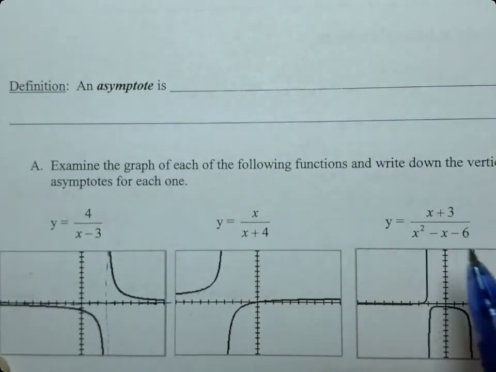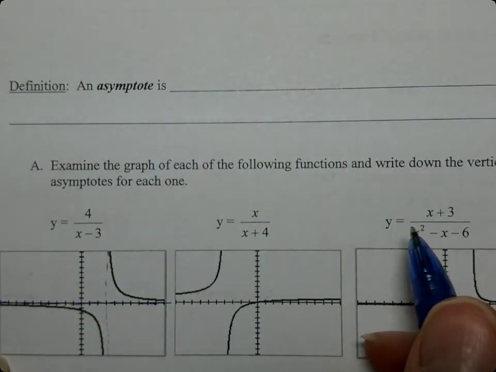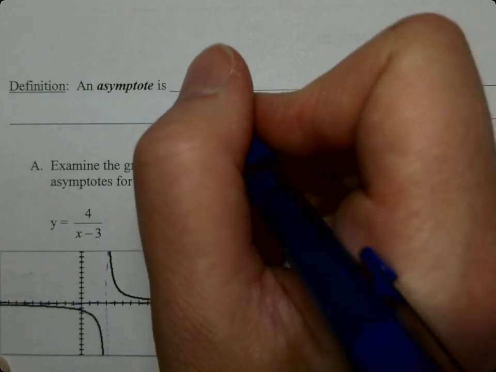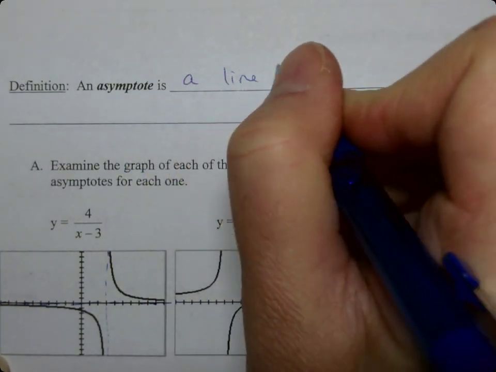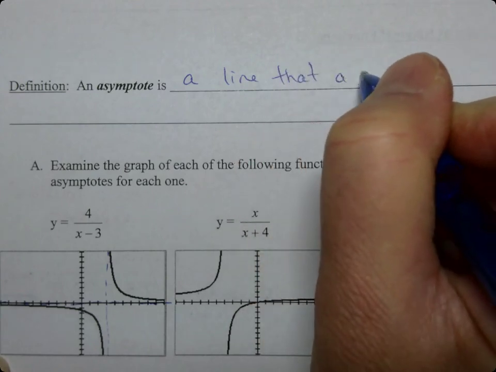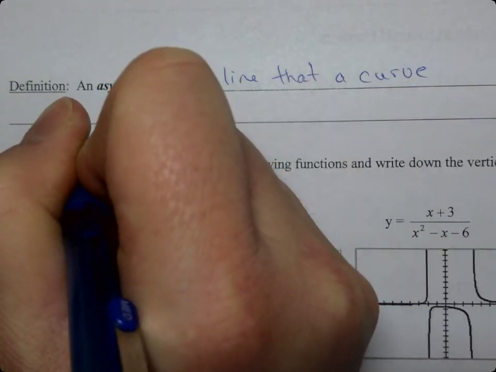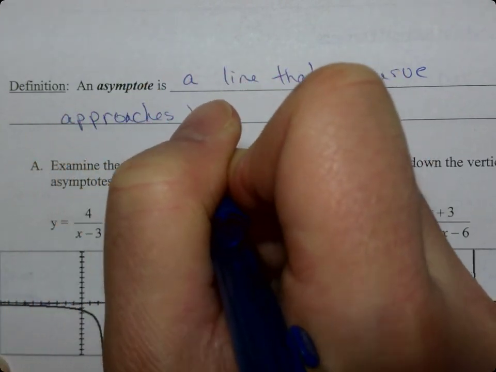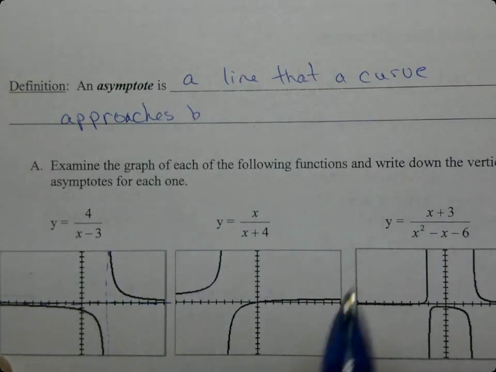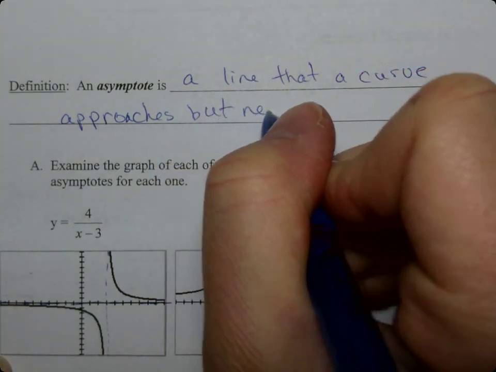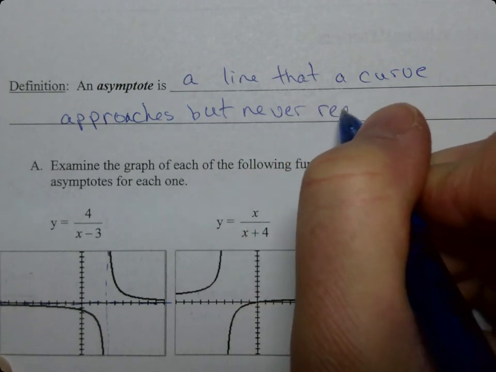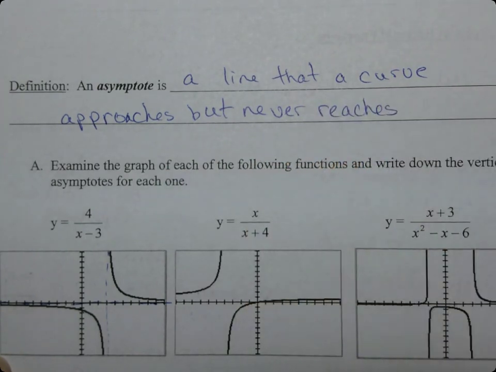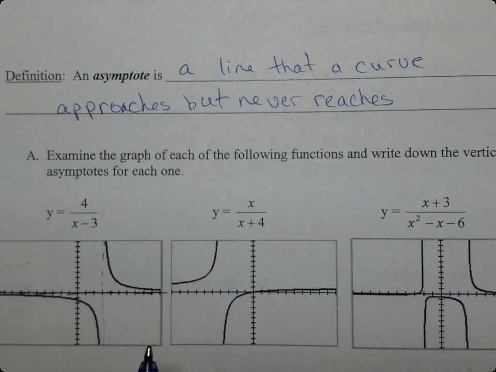All right, so let's write the definition. It is a line that a curve approaches but never reaches. A line that a curve approaches. It's like a boundary line or a fence, but never reaches. So we can investigate these on a graphing calculator, but let's talk about it algebraically and with the graph.